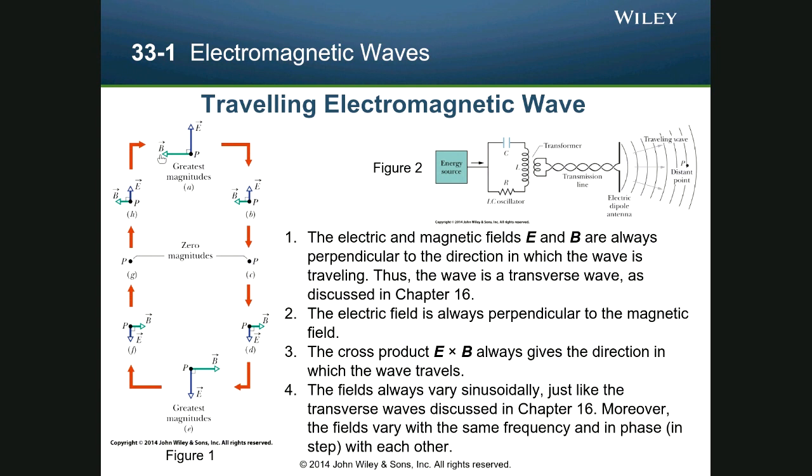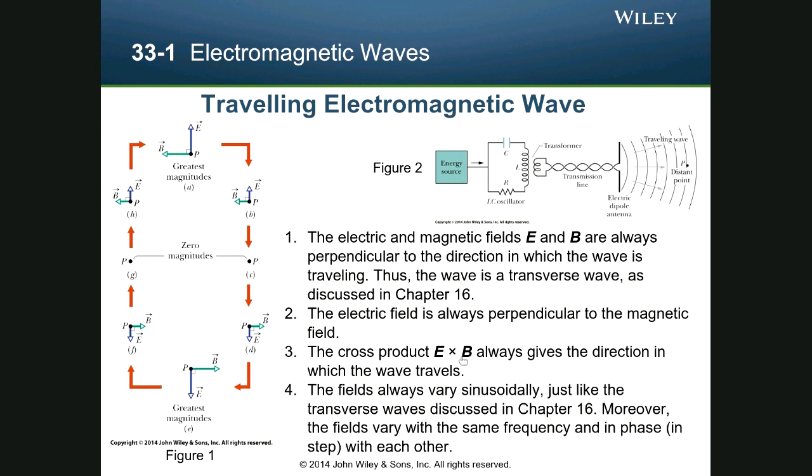Now, that being said, the electric field always has to be perpendicular to the magnetic field. This is a condition of Maxwell's equations. Once we solve for the E field and B field, one of our conditions of Maxwell's equations is that these be mutually perpendicular, particularly in free space. So the product E cross B always gives the direction in which the wave travels, and that's going to be important because that will give us the power delivered by the wave, or the average power.